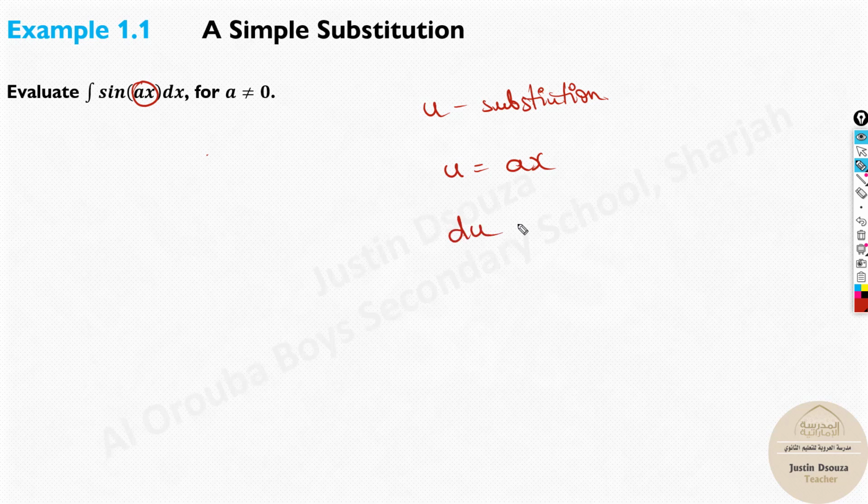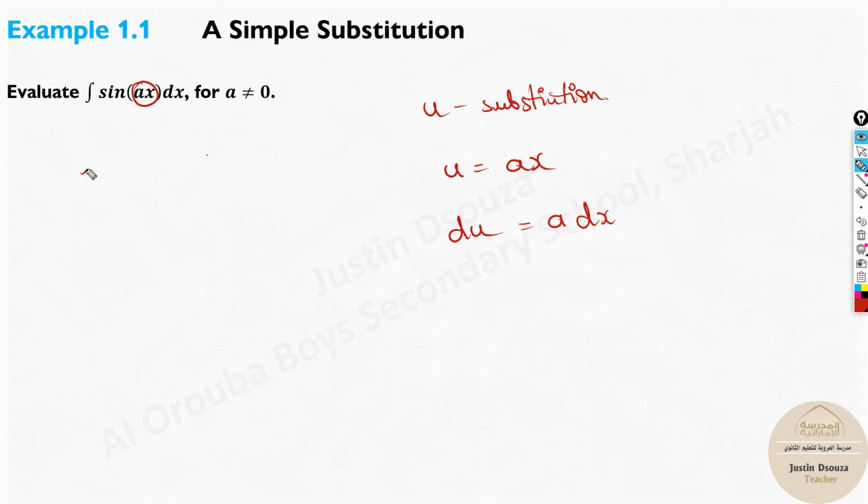It's going to be du is equal to a, where a is a constant. A cannot be equal to 0 because then this will all be 0, and it doesn't make sense. A is any number other than 0. Leave it, it's a constant, and dx. Why? When we differentiate both sides, the constants are left alone. So this d means differentiation, and du is equal to a times dx.